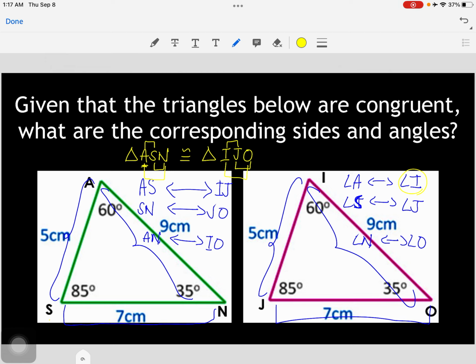Now, if you want to write your first triangle as, let's say, NSA, is that also correct? Yes, that's also correct. But your second triangle should also be changed. It cannot stay as IJO. Since we wrote it as NSA, so we wrote N first, here we should write O first, followed by J, and then lastly followed by I. So when writing your congruent statement, the corresponding sides and angles should always match.